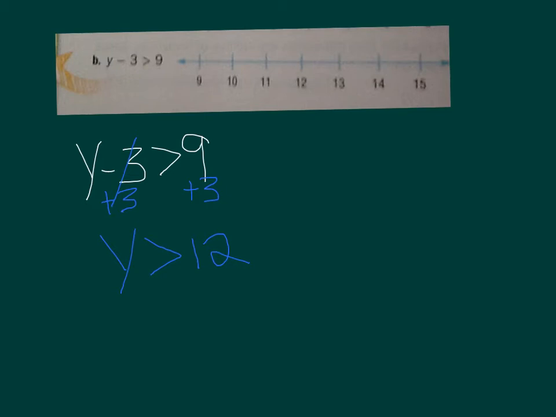So I'm given the inequality y minus 3 is greater than 9, and I want to solve this inequality. One nice thing about solving inequalities is it's just like solving equations. So if I need to have y minus 3 and solve for my variable, since I'm subtracting 3, I'm going to simply add 3 to both sides. 3 minus 3 is 0, and I'm left with y. I keep my sign the same way, and 9 plus 3 is 12. So I've solved my inequality.